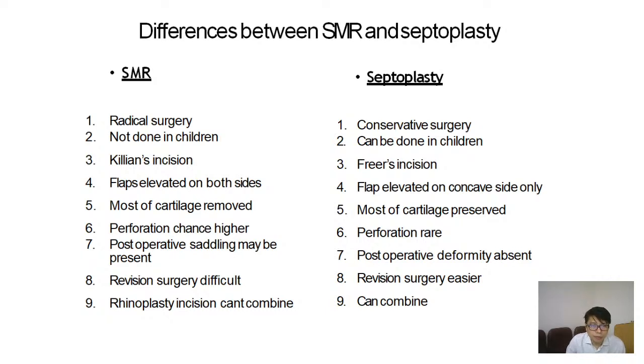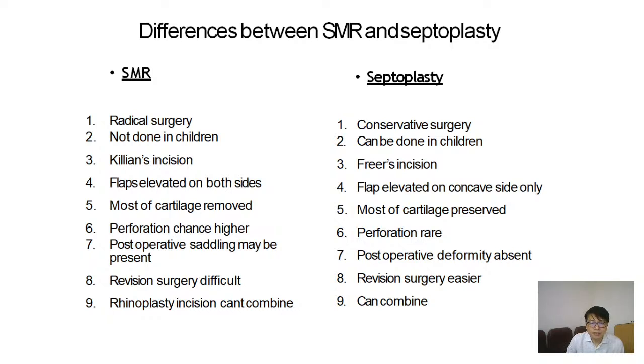Since we have to remove the majority part of the cartilage, in SMR we have to elevate flaps on both sides, whereas septoplasty can be done by elevating a flap only on one side, preferably on the concave side of the deviated cartilaginous septum. Most of the cartilage is removed in SMR, like I mentioned, whereas in septoplasty only the deviated part, and we prefer to remove only a small amount. Since we remove most of the cartilage, there is more chance of septal perforation later on, whereas in septoplasty the risk of septal perforation is less.